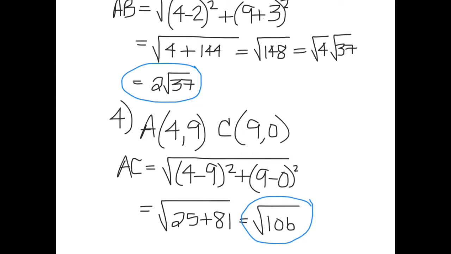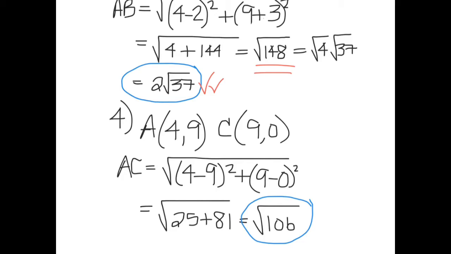Number 3, the first one, let's see. Number 3, you had to find the distance from point A to point B. When you plugged that into the distance formula, you came up with the square root of 148, but the square root of 148 is the same thing as the square root of 4 times the square root of 37, so it actually simplifies to 2 times the square root of 37.